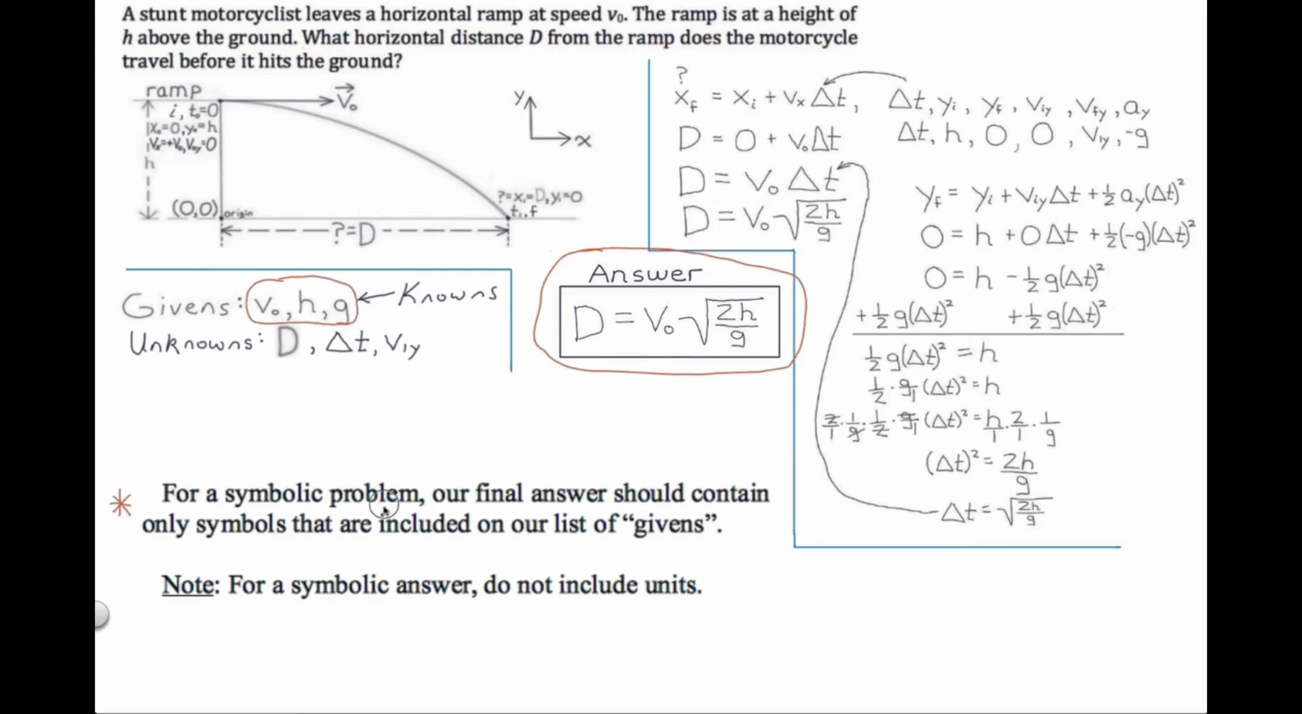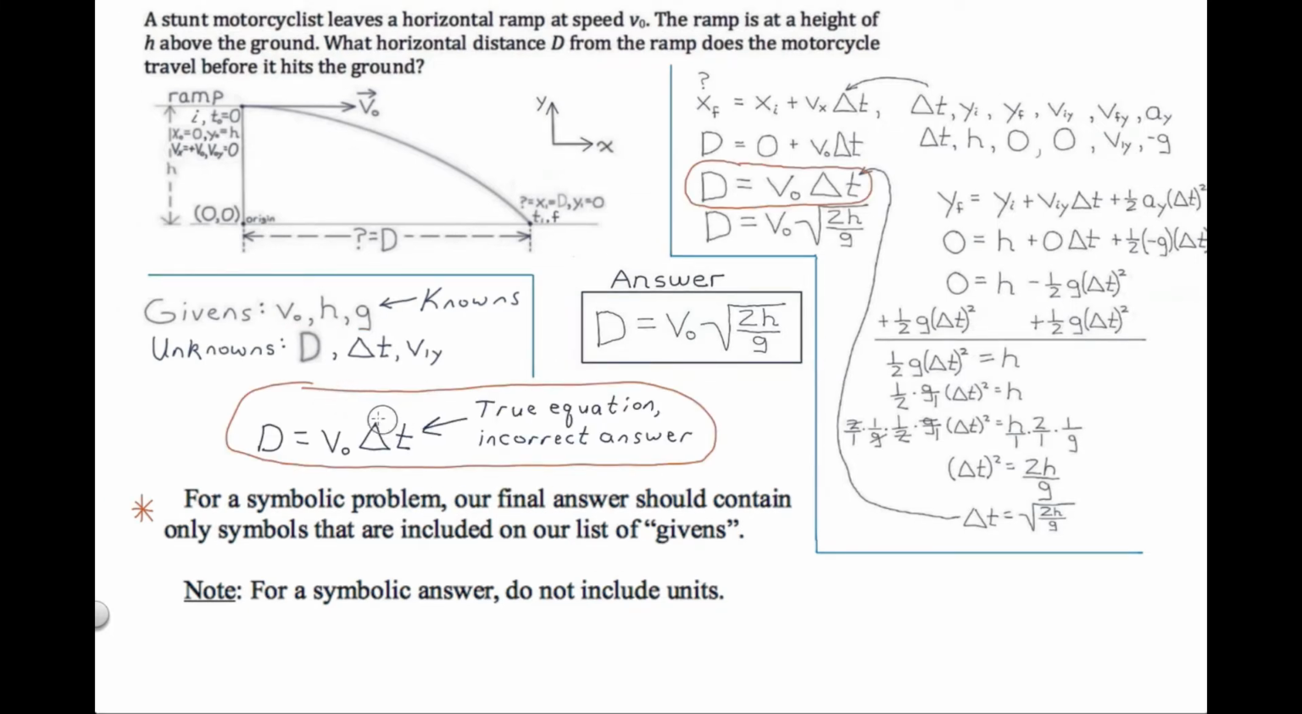For a symbolic problem, our final answer should contain only symbols that are included on our list of givens. The symbols v sub naught, h, and little g are all on our list of givens. So this answer does satisfy this requirement.